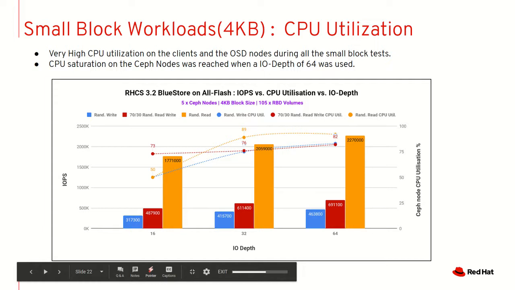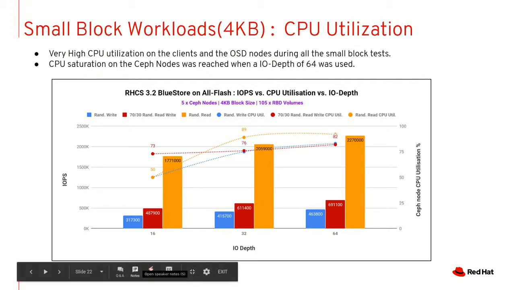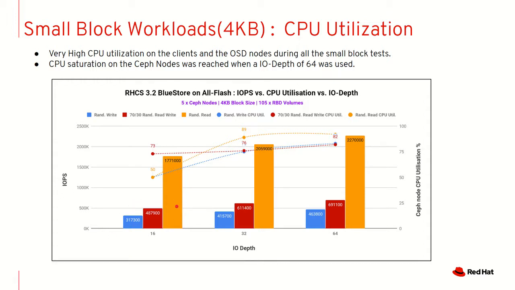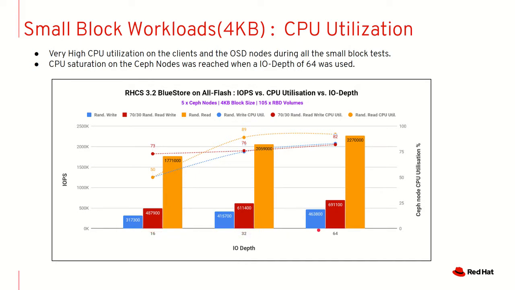On this slide, we are going to take a look at the CPU utilization during the 4K tests. As on the previous slide, the vertical axis has IOPS represented by columns and CPU utilization represented by the dotted horizontal lines. Then we have different IO depths on the horizontal axis. We have to take into account that working with a huge amount of small block IO is always a very CPU intensive task, not only for the Ceph nodes, but also for the clients generating the load.